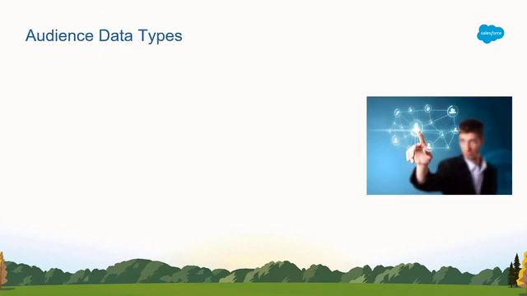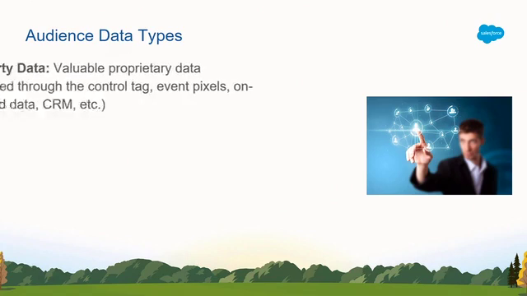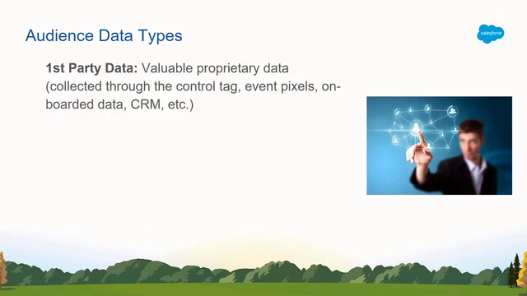When using Salesforce DMP, it's important to understand different audience data types and what they can mean for the creation of actionable target audiences. Most marketers have access to some level of first-party data. First-party data is proprietary data that has been collected by using control tags from websites, landing pages, social media accounts, email streams, and other content that the marketer owns.